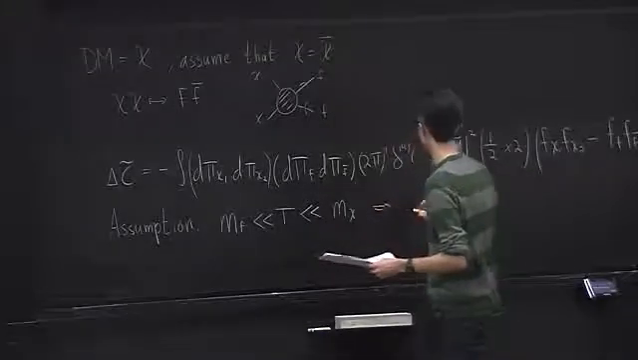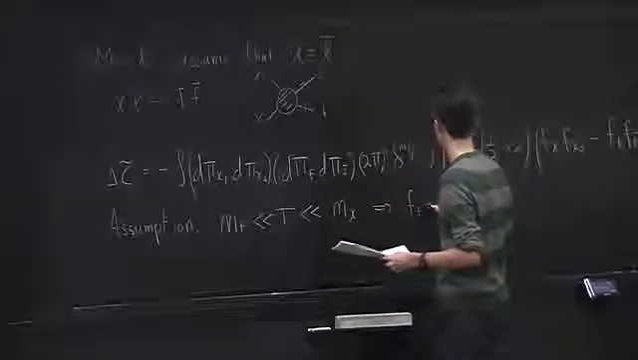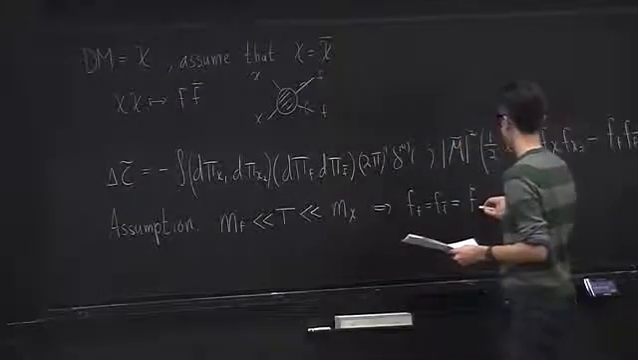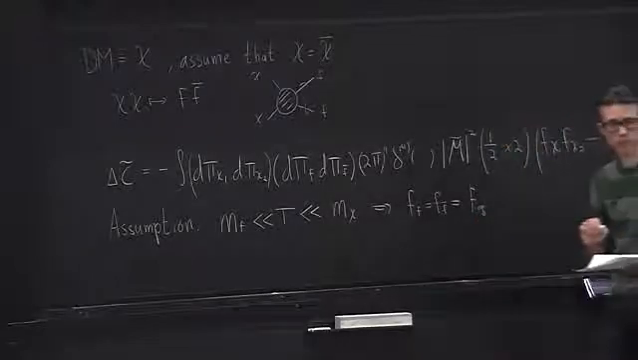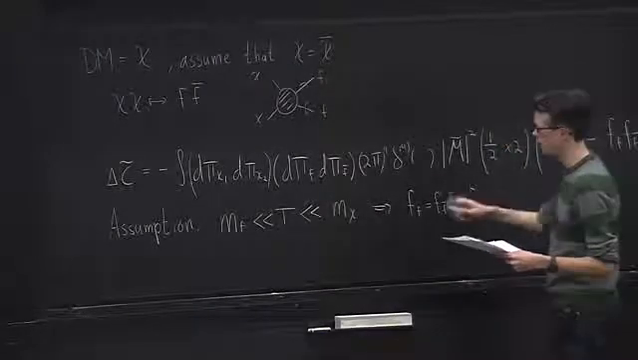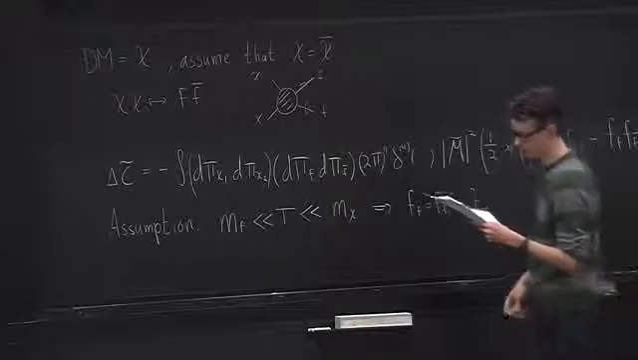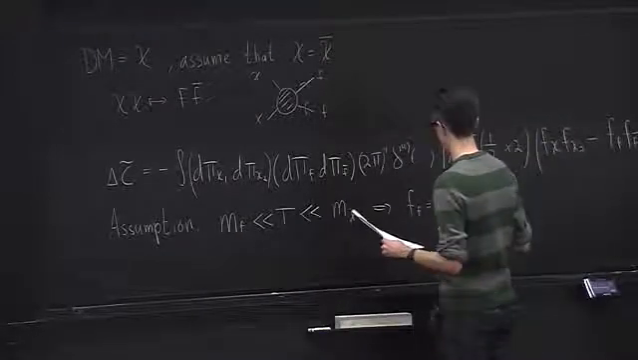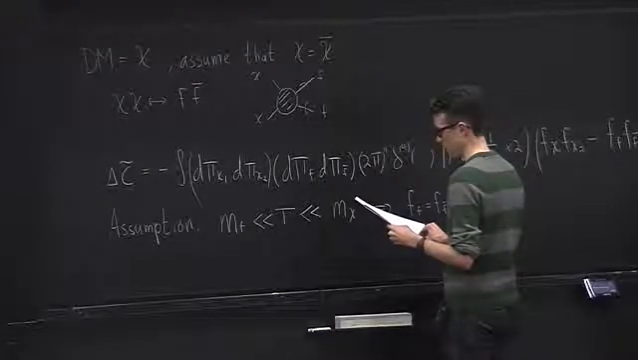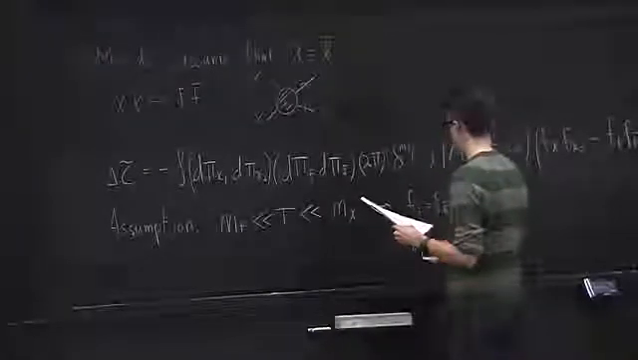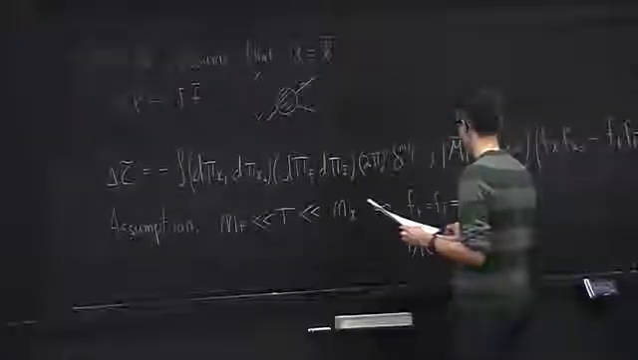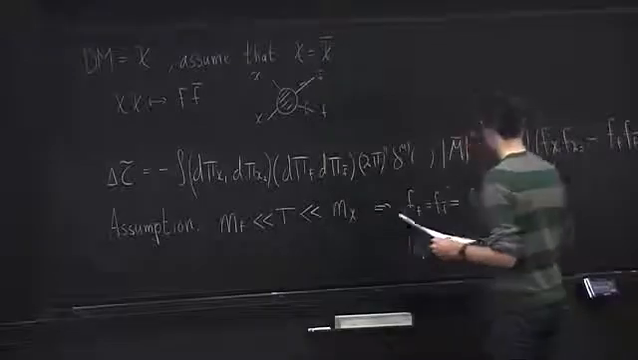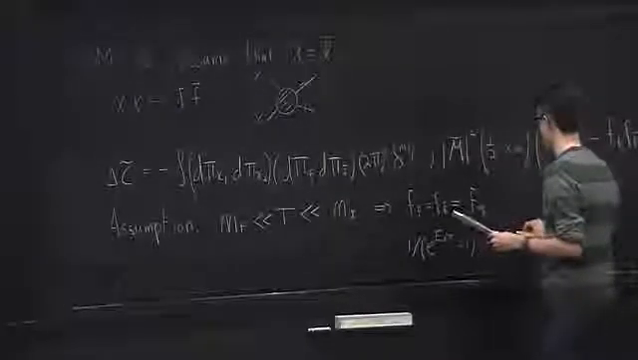These assumptions imply that f equals f-bar equals the equilibrium distribution, for one. And also, with these relations, I'm going to treat the equilibrium distributions, e to the E over T plus or minus 1, as being roughly just Boltzmann factors.